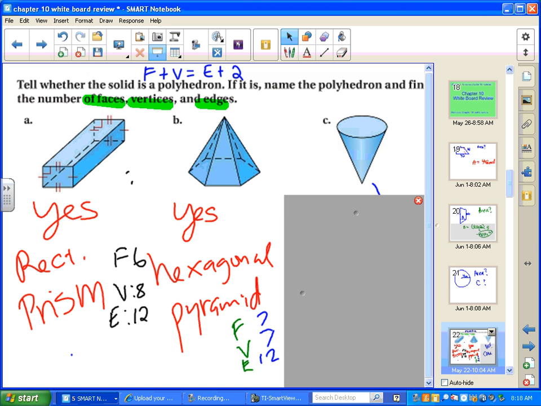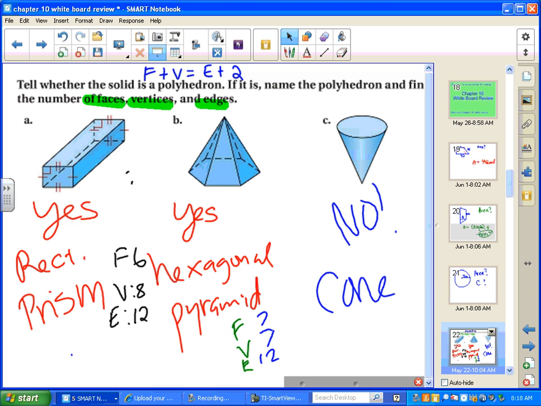Annalise, letter C, yes or no? Good. What kind of figure is it? Good job. So this kind of stuff you will see on your test tomorrow. Questions for me? Okay, erase your board.